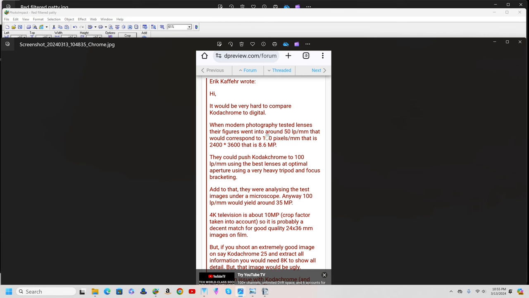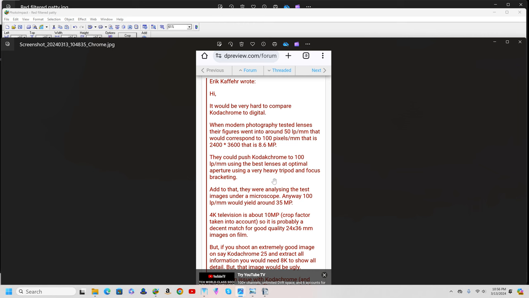When Modern Photography tested lenses, their figures went to around 50 lines per millimeter, which would correspond to 24 by 3600, the endpoint being 8.6 megapixels. Okay, they could push Kodachrome to 100 lines per millimeter using the best lenses at optimal aperture, a very heavy tripod, and focus bracketing. Add to that, they were analyzing the test images under a microscope. Anyway, 100 millimeter would yield around 35 megapixels.